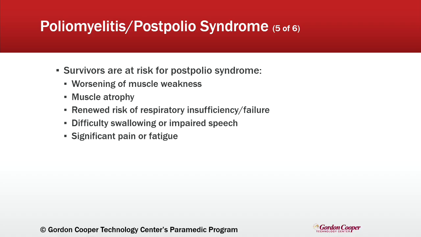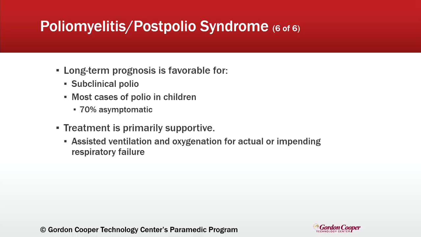Survivors of polio are at risk of post-polio syndrome. This syndrome is marked by progressive or sudden worsening of muscle weakness. Muscle atrophy is commonly seen in these cases. There is a renewed risk of respiratory insufficiency and respiratory failure among this group. Of course, difficulty swallowing can develop as well, and speech can become impaired. Patients often experience significant pain or fatigue when post-polio syndrome begins to show up.